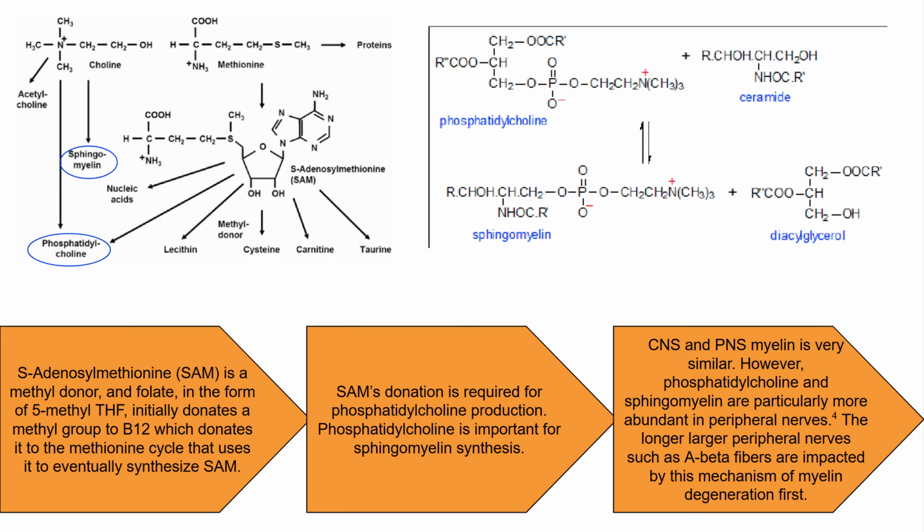Those two molecules are more prominent in peripheral nervous system myelin rather than central nervous system myelin. Note the longer and larger peripheral nerves, such as A beta fibers, are impacted by this mechanism of myelin degeneration first.